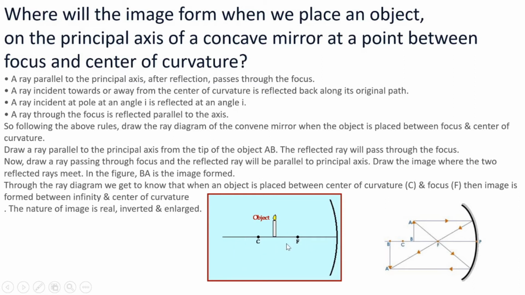If the image has been formed behind the mirror, that is called a virtual image. Now it is forming here, beyond the center of curvature, so the nature of the image is real, inverted and enlarged. A real image is formed, inverted, and enlarged. See, the height of the image is larger than the height of the object. See here also the arrow mark: here AB is smaller, whereas the image formed is larger than the object.